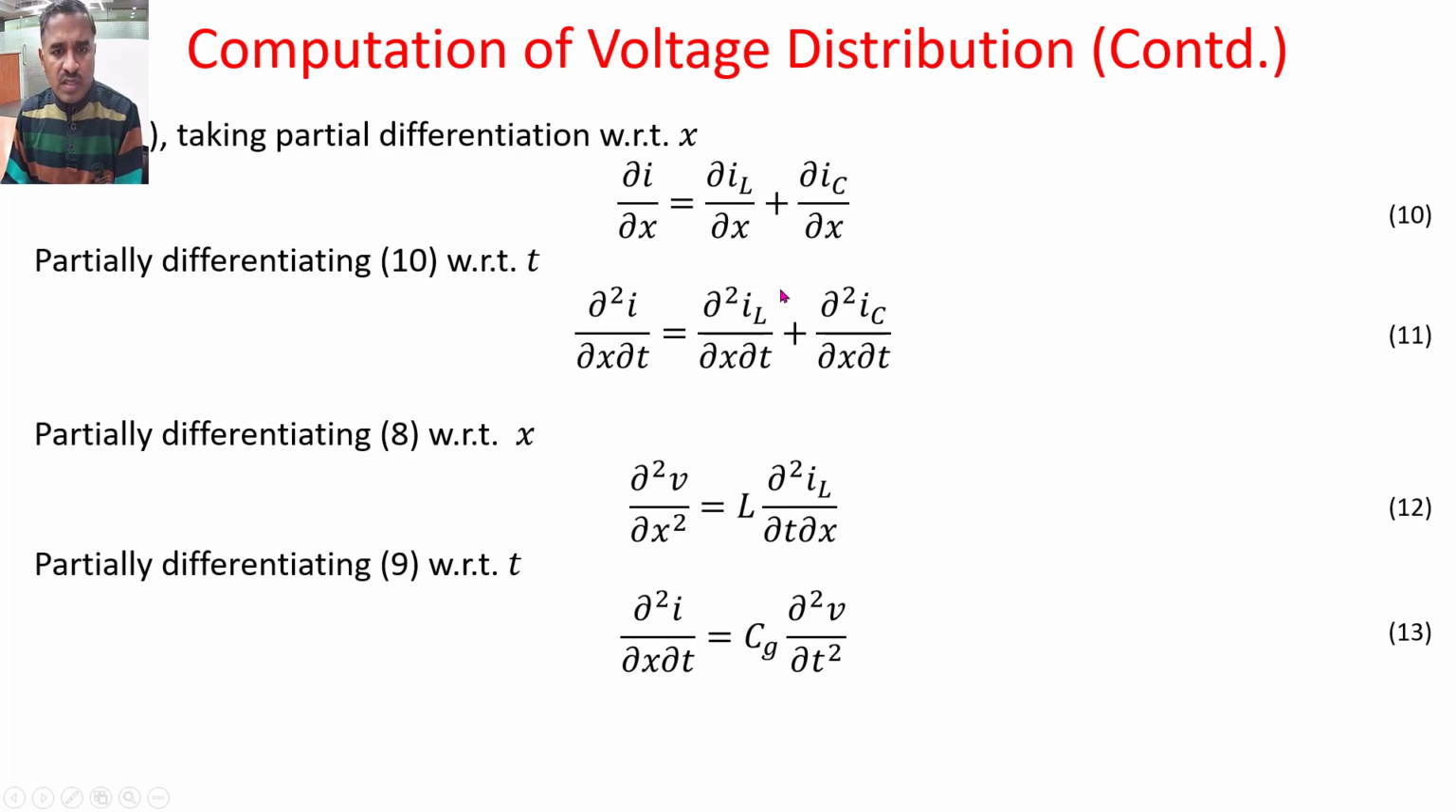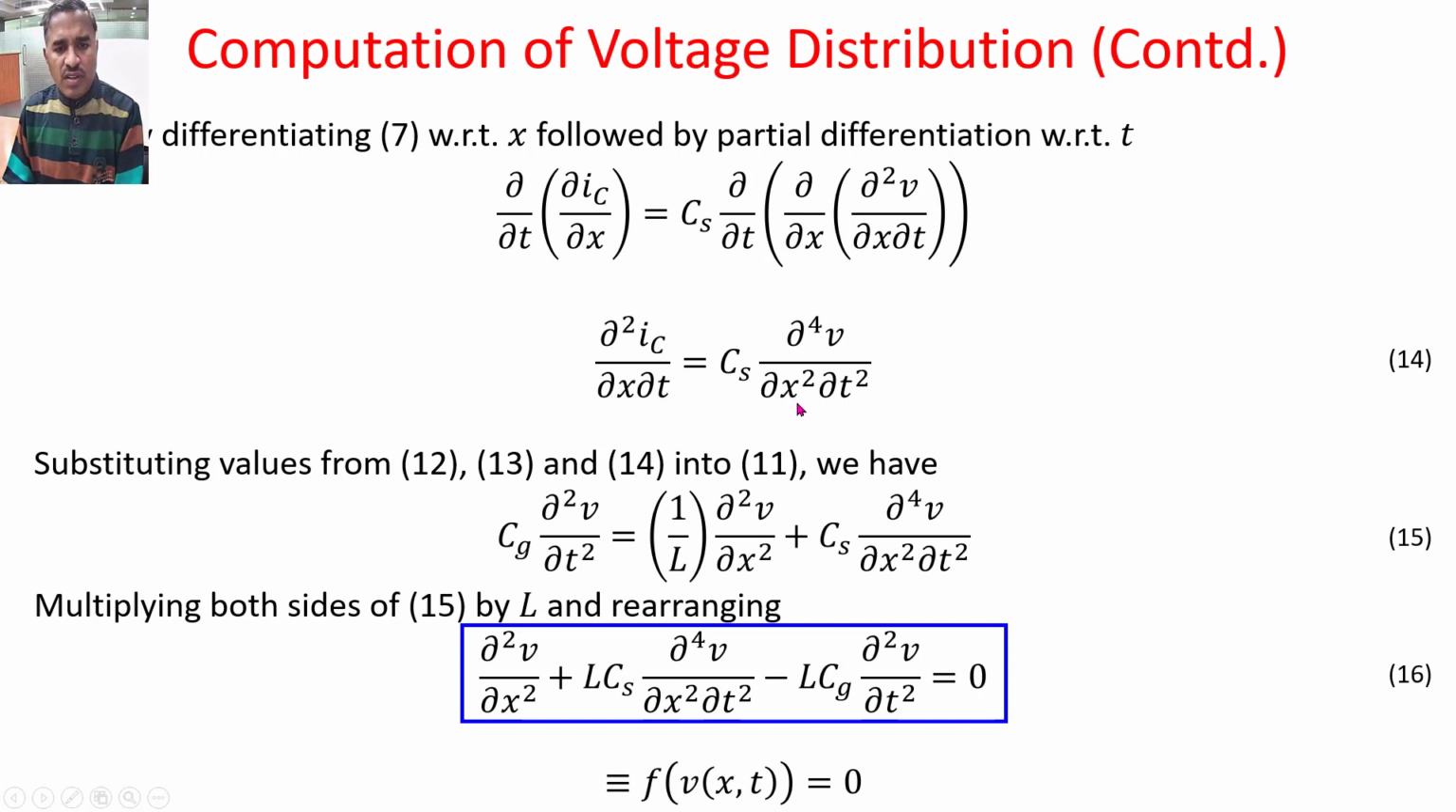So upon these simplifications, you go through these, differentiating with respect to x sometimes, t sometimes, and then finally we will obtain this equation: ∂²v/∂x² plus LCS into ∂⁴v/∂x²∂t² minus LCG ∂²v/∂t², which is a function of v, x, t, equals 0. So this can be solved for v of x, t.